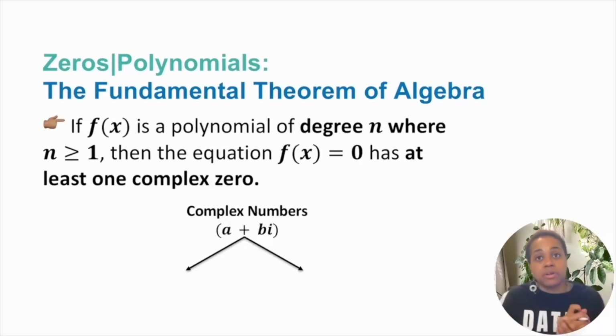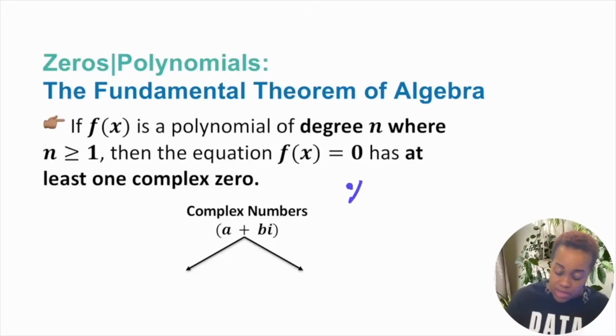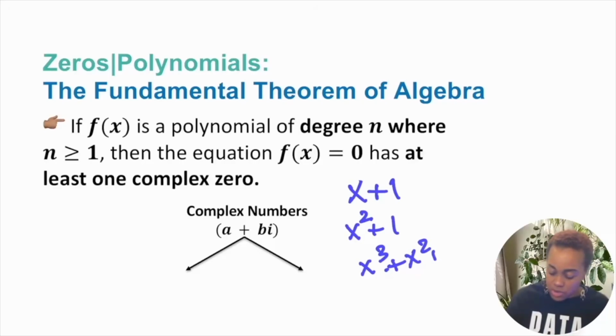The fundamental theorem of algebra says if f of x is a polynomial of degree n, where n is greater than or equal to 1, meaning you have an x value, that would be x, x squared, x cubed, plus x squared plus x. Notice all of these have a degree greater than or equal to 1. The first one has a degree of 1, the second a degree of 2, the third a degree of 3. Okay, so that's what that means.